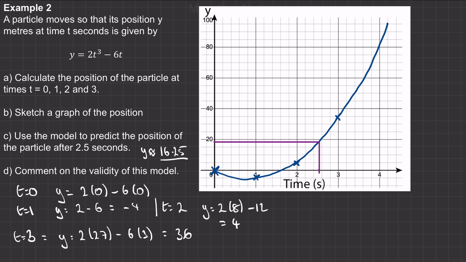And then for part D, comment on the validity of this model. Well, you can see that the model is not valid for when t is less than 0. So we could say it's valid when t is greater than or equal to 0, or not valid when t is less than 0. Okay, let's try one more question.